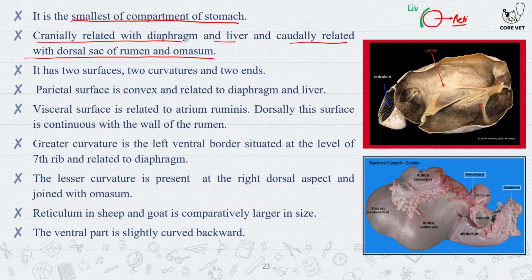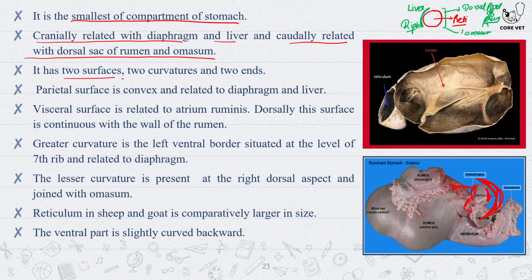So it is related to the liver and the diaphragm cranially, and caudally it is related to the dorsal part of the rumen, meaning the dorsal sac itself, and the omasum. That's how they are related. If you see in the picture also, this is the stomach, right? And cranial to the reticulum, wait a second, there will be the diaphragm. So the cranial end will be in contact with the diaphragm and the liver, and this is the caudal, which will be in relation with the dorsal sac of the rumen and the omasum. Okay, the stuff is clear.